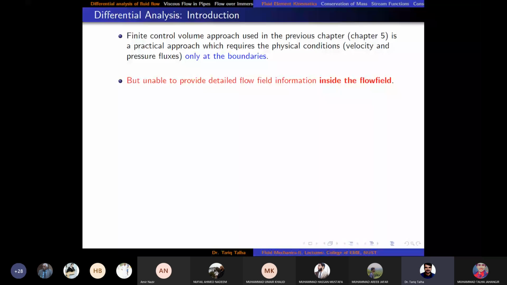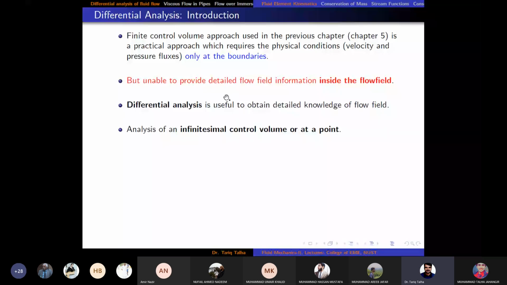So differential analysis is usually used to obtain detailed knowledge of the flow field. How do we determine the detailed knowledge of the flow field? By solving the Navier-Stokes equation inside the flow field. This differential analysis is done on an infinitesimal control volume, and then we extend it to the whole flow field, right? How it is done, we are going to study in detail in the coming lectures.